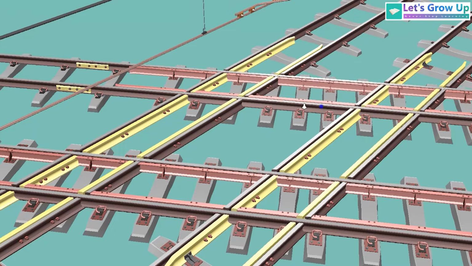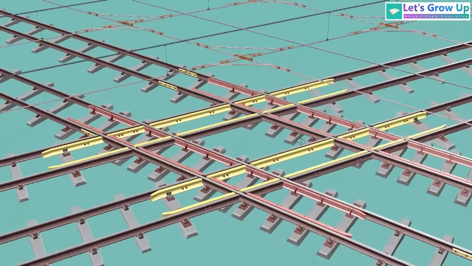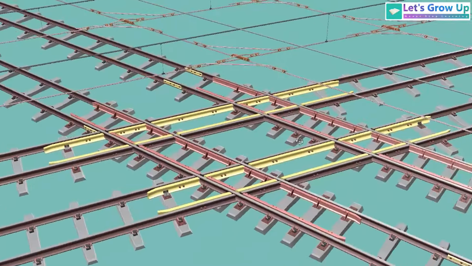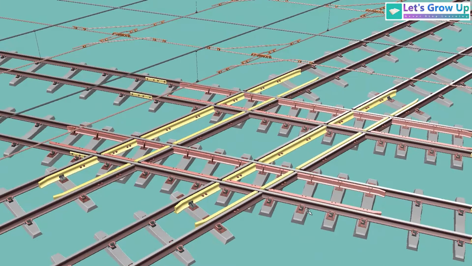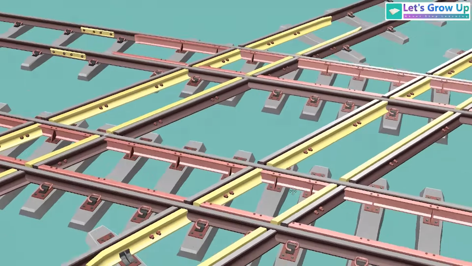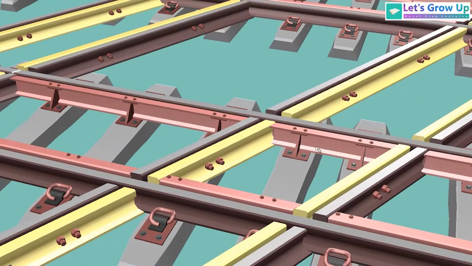Namaskar dosto, this video is designed for Holi and this is a Holi special video. Today in this video we will see the diamond crossing and its structure. So let's start the video.